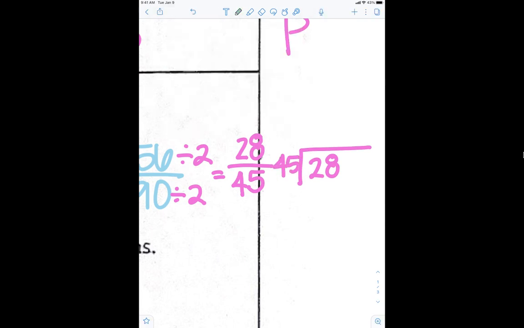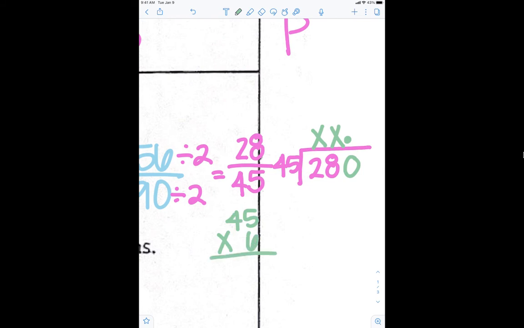Okay, 45 can't go into 2. It can't go into 28. So I need to add another 0, but I also have to add a decimal up here. So now I'm seeing how many times it can go into 280. So again, 45 is really close to 50. So I'm thinking around 6 times just by guesstimating.